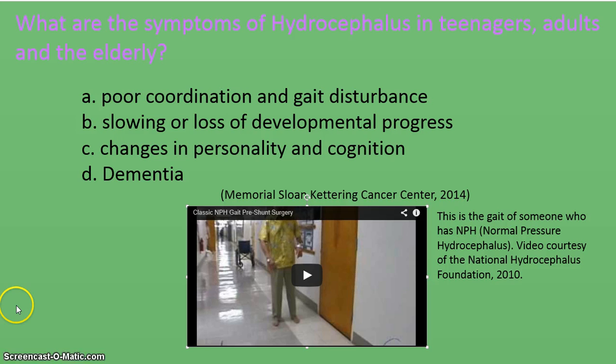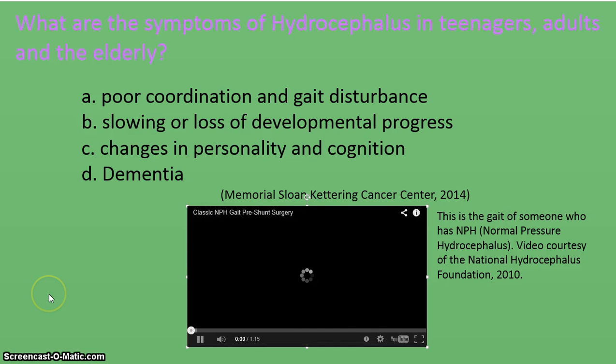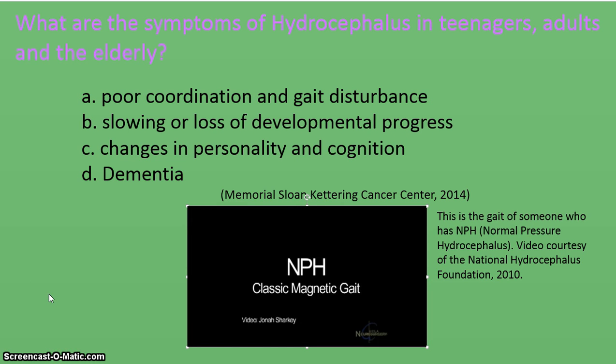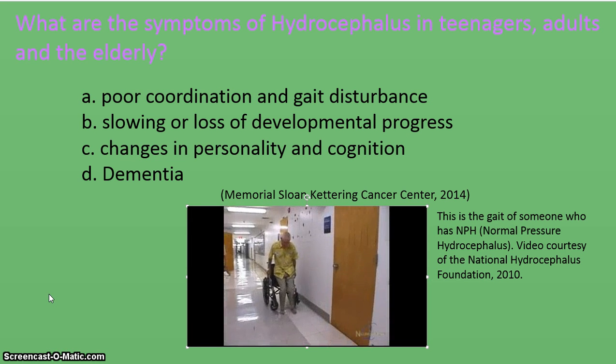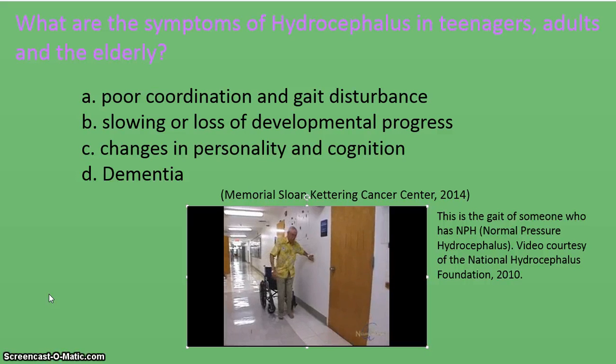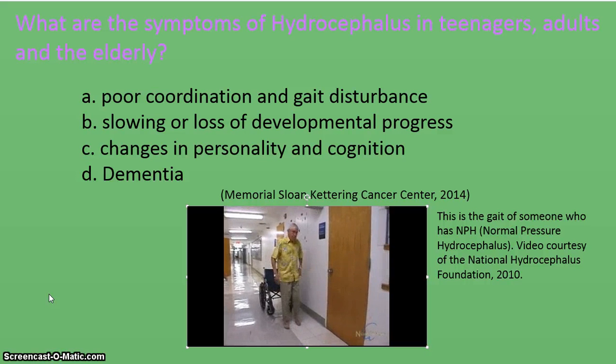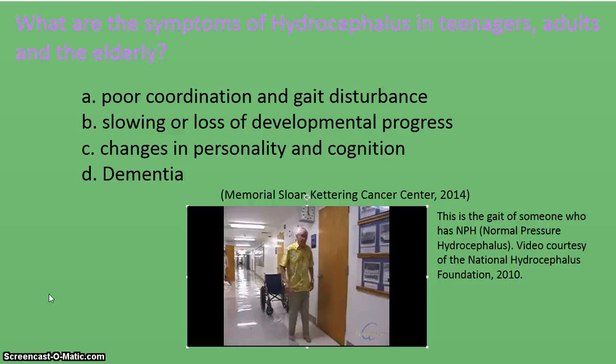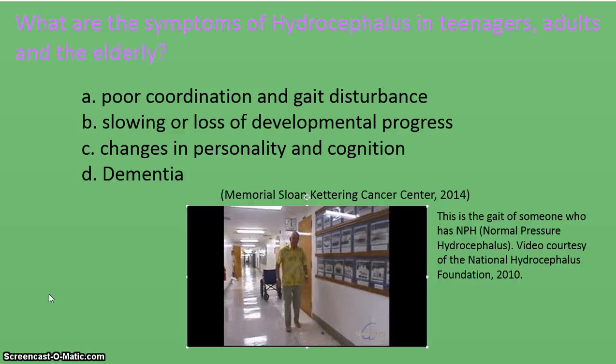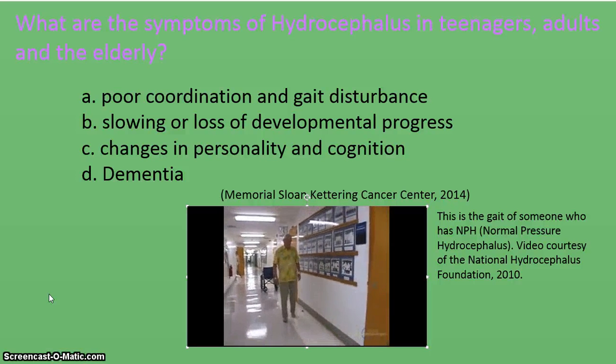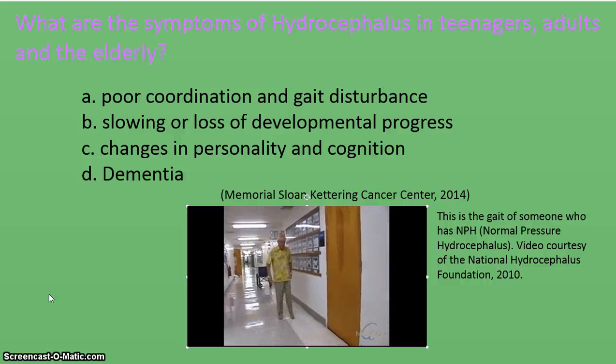What are the symptoms of hydrocephalus in teenagers, adults, and the elderly? Well, first of all, they're going to have poor coordination and gait disturbance. In this video that I'm showing at the bottom of the screen is a picture of an older gentleman who has hydrocephalus. In fact, his is normal pressure hydrocephalus.